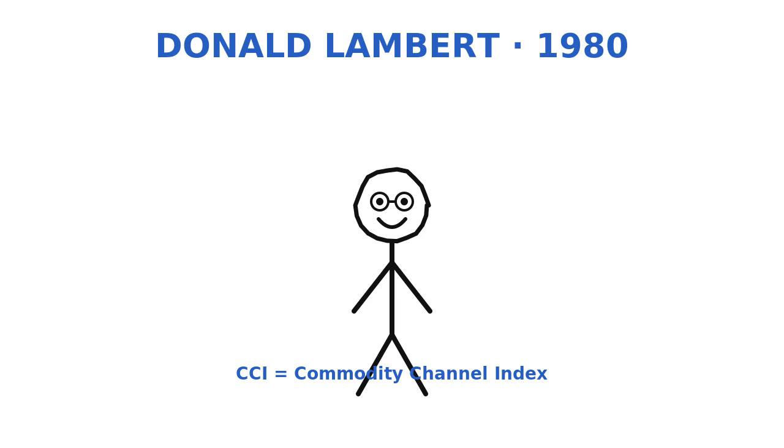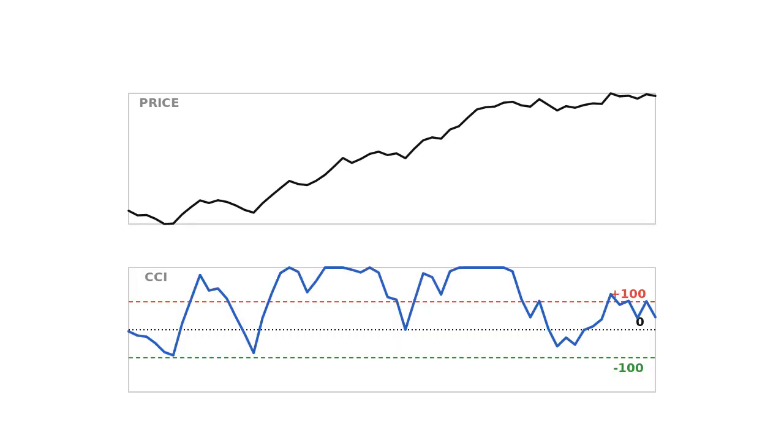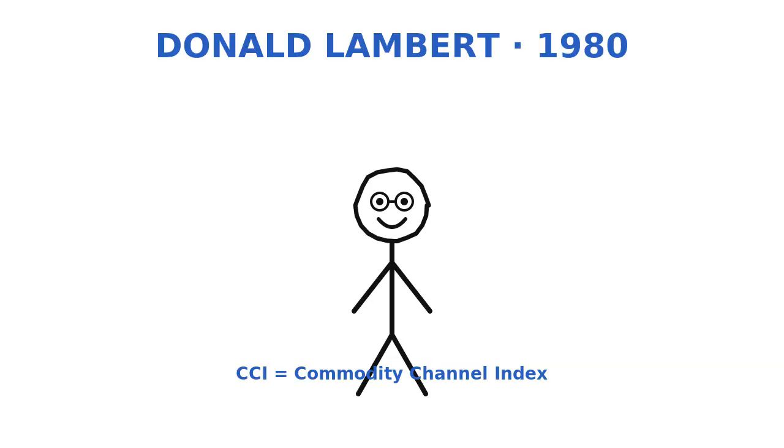Now the name. CCI stands for Commodity Channel Index. It was invented back in 1980 by a man named Donald Lambert, and originally designed for commodities, which is where the name comes from. But do not let that fool you. Traders quickly found it works perfectly well on stocks, indexes, and crypto too. The name is just a historical accident.